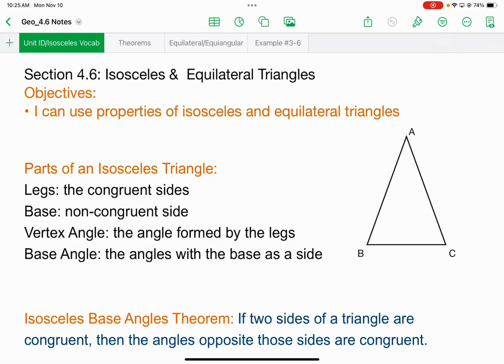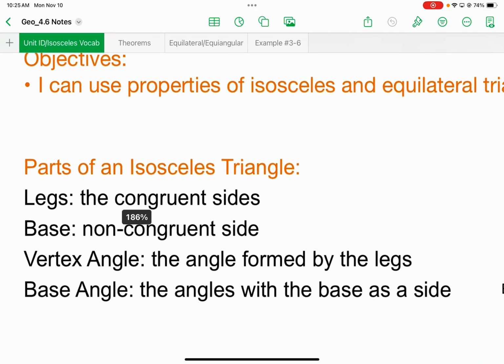Okay, so section 4.6 notes from Google Classroom. Allows us to go through some stuff that we've already talked about, okay? Let's talk about isosceles triangles. We've talked about pieces and parts of isosceles triangles a little bit already, okay?